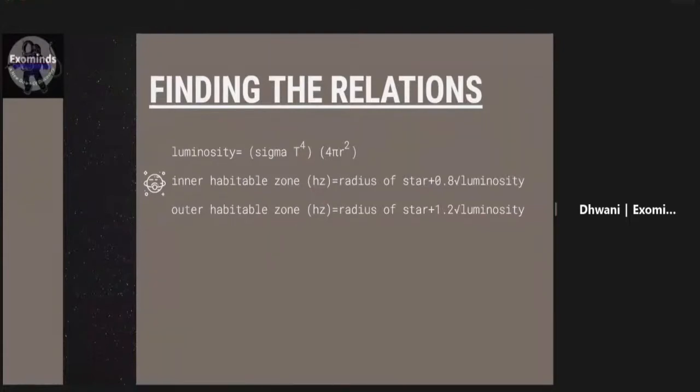So now we have the luminosity, and from luminosity we are able to find the habitable zone. For the inner habitable zone, we calculated it by multiplying the root of the luminosity found by 0.8, which was then added to the radius of the star, giving us the inner habitable zone. For the outer habitable zone, we did the same, except the root of luminosity was multiplied by 1.2, and then the result was added to the radius of the star, giving us the outer habitable zone.